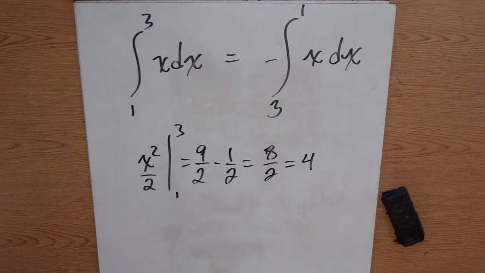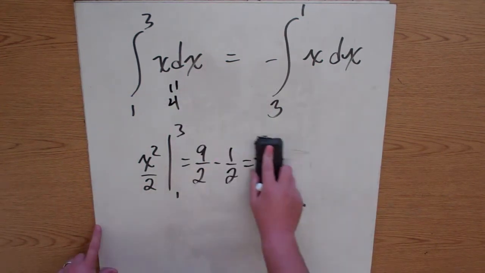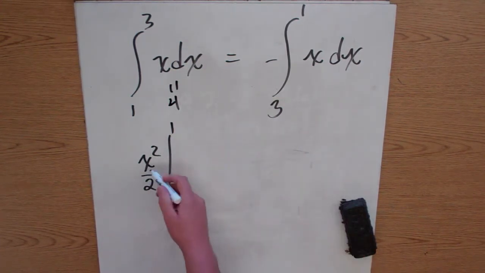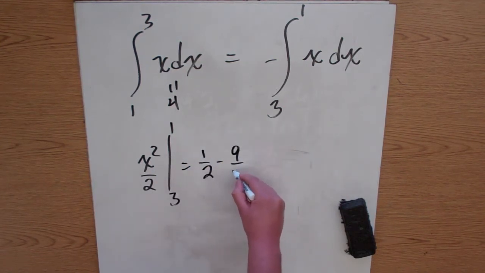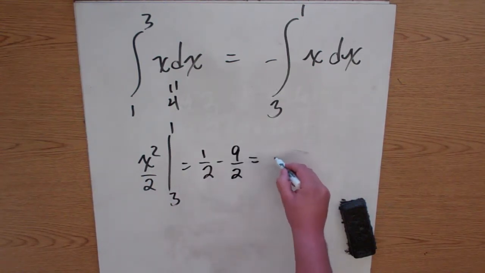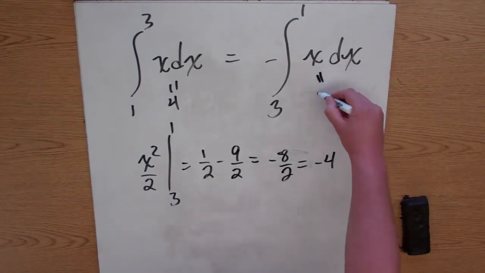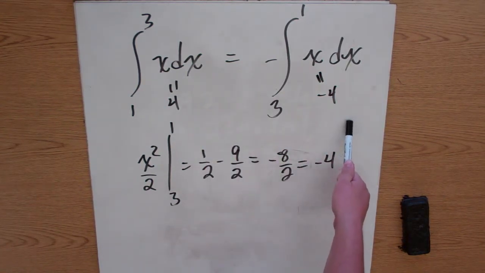Alright? So this here equals 4. I'm going to write it down here. Now, let's do the same thing, but let's do it backwards. Put in a 1, squared over 2, that's 1/2. Put in a 3, 3 squared is 9 divided by 2, that's 9 halves. So 1/2 minus 9/2 is negative 8 over 2, which is negative 4. Alright, so now you see that when you integrate it the other way, here when we did this we got 4, here when we did this we got negative 4.